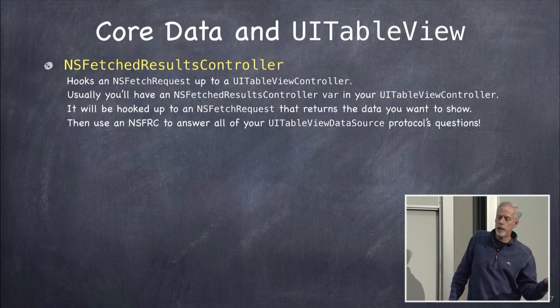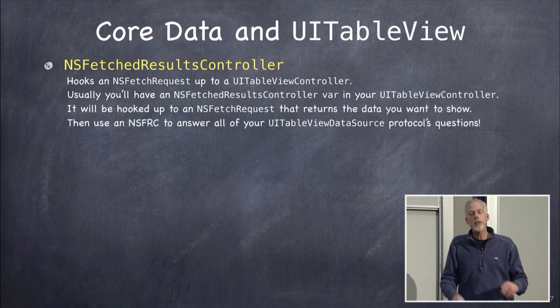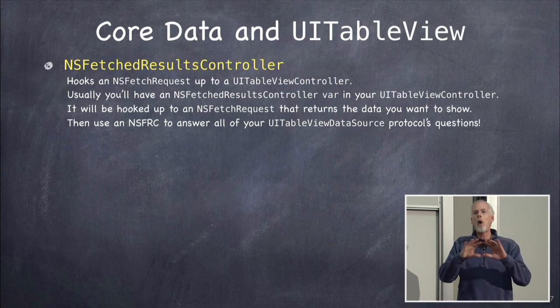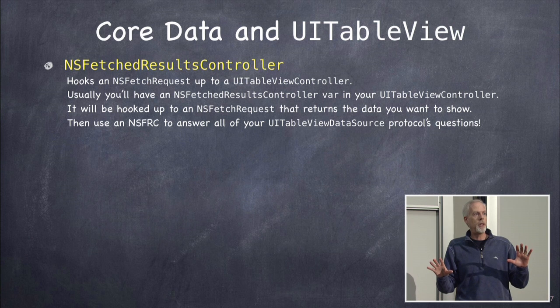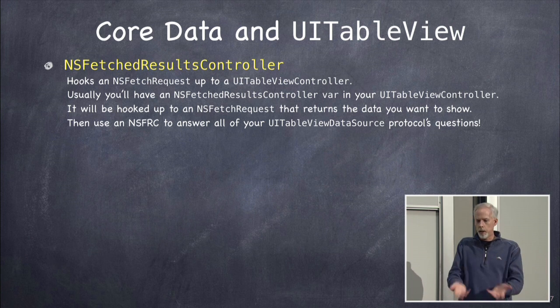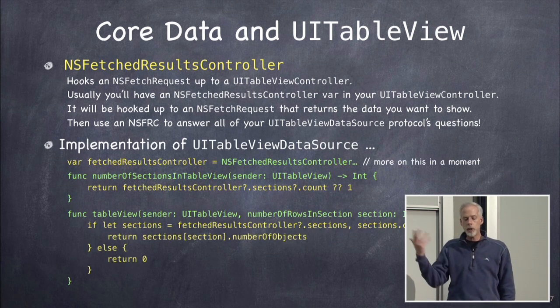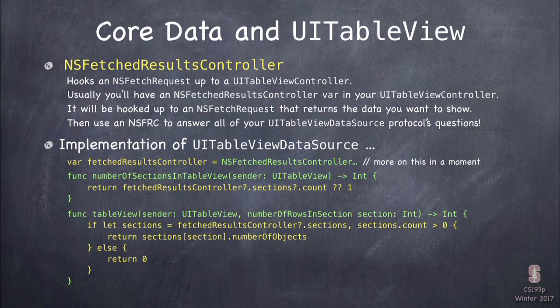The other way that the NSFetchedResultsController works is that it provides implementation for all of your UITableViewDataSource methods, right? Because the contents of your table are coming out of the database, NSFetchedResultsController lets you do all of them: how many sections, how many rows in a section, all that stuff. In fact, this is what it looks like. This is the implementation that you're going to put into your controller when you have a fetched results controller.